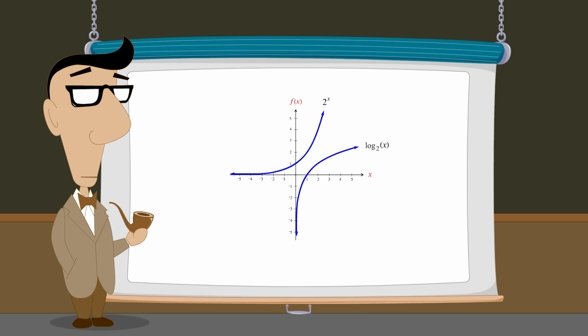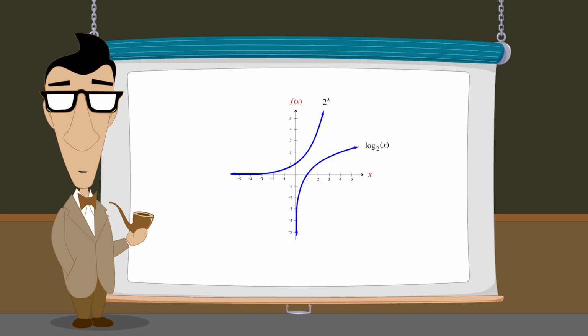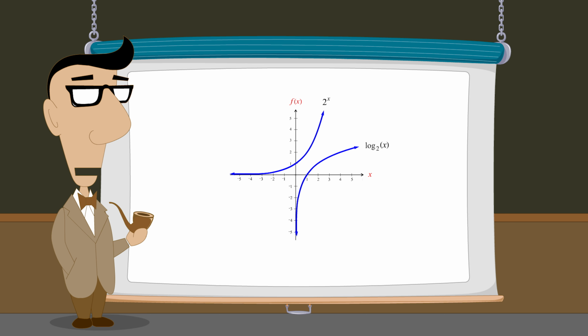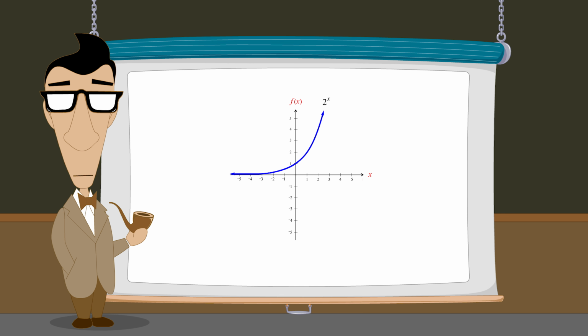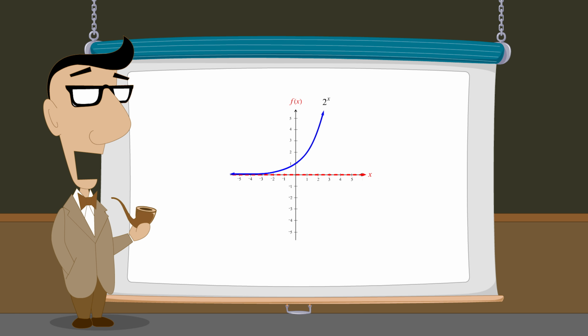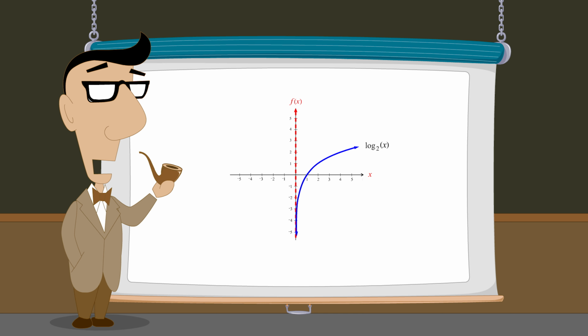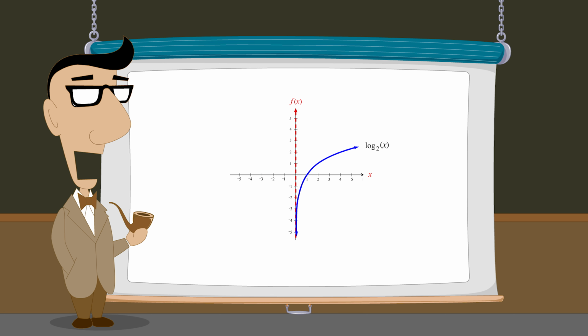The graphs of these two functions are similar in several ways. For example, the two graphs are mirror images of each other, mirrored around a 45-degree line running through the origin. The exponential function's asymptote is the x-axis, and its graph crosses the vertical axis at a value of 1. Likewise, the logarithmic function's asymptote is the vertical axis, and its graph crosses the x-axis at an x value of 1.